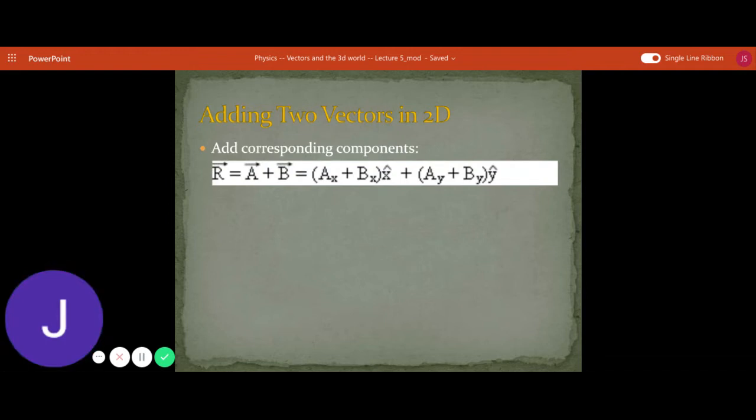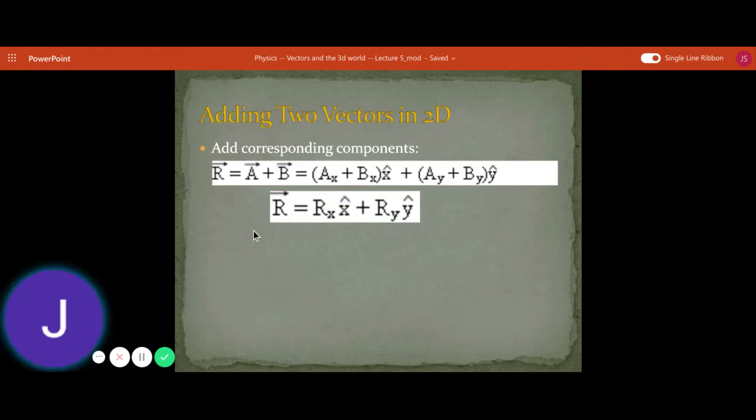So when you add two vectors, A and B, you want to find the components of each one. Find the x component of A and the x component of B, and you would add them together. And its direction would be x hat. Now, if this comes out positive, it's in the positive x direction. If it comes out negative, it's in the negative x direction. And the same thing for the y's. You find the y component of A and B, and you add them together. If it comes out positive, it's positive y hat. If it's negative, it's negative y hat.